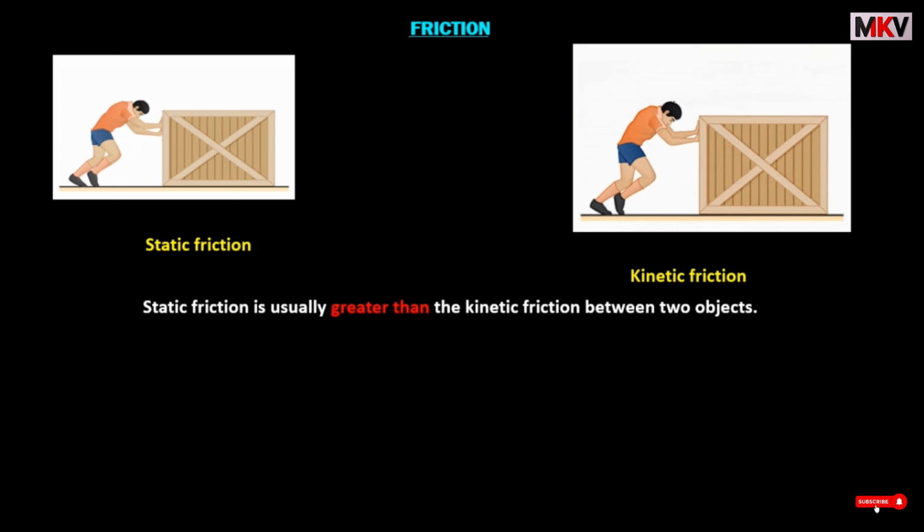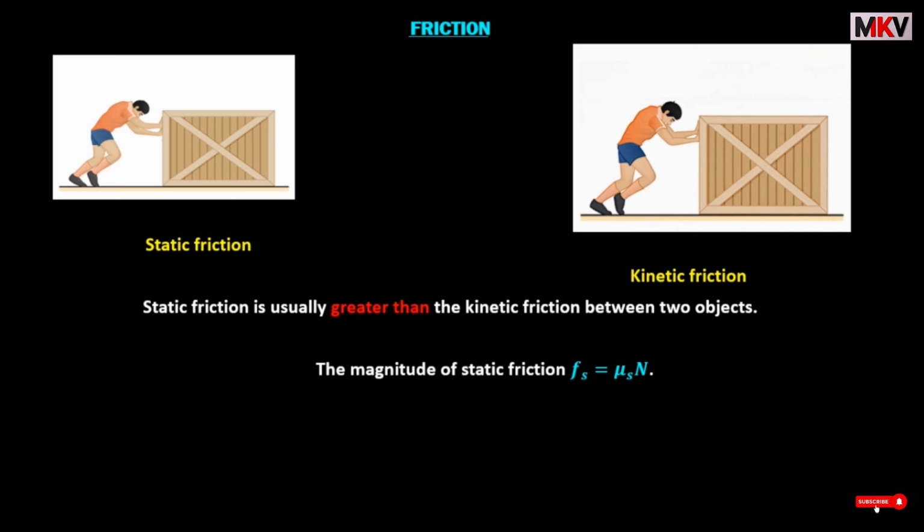And as soon as the box in context here begins to move, then the kinetic friction takes over. That is, this kinetic friction now begins to act between the box and the ground, and the kinetic friction becomes less than the static friction, because since there is motion, you need less effort to act on the box to continue with the motion.